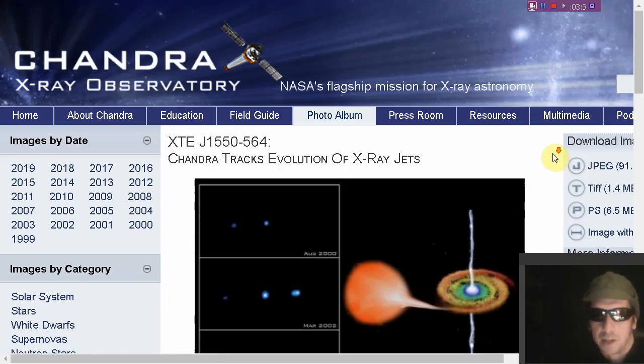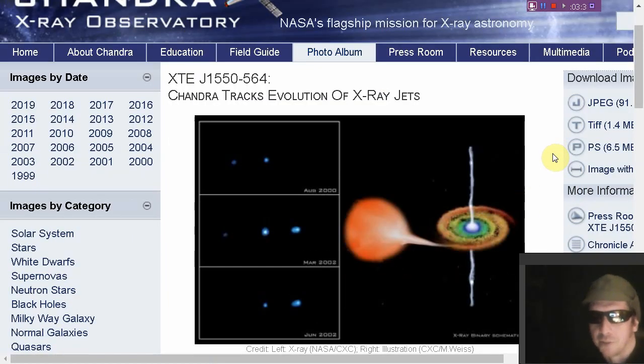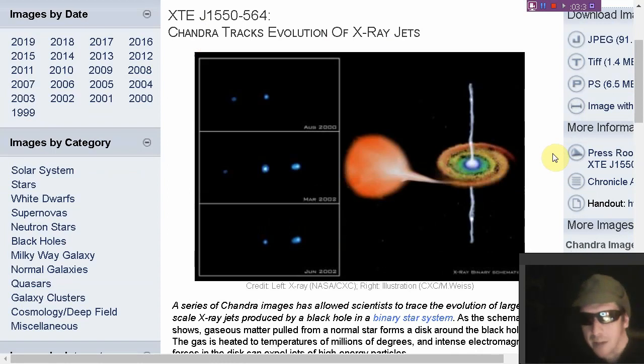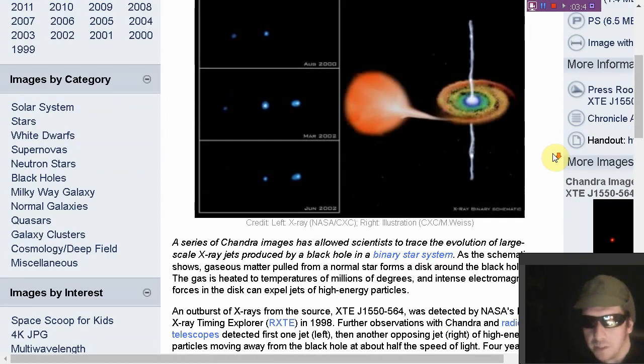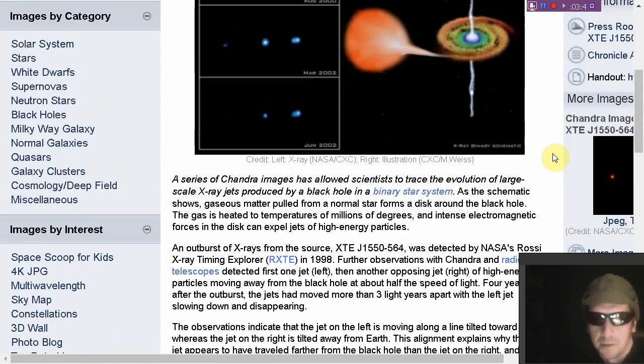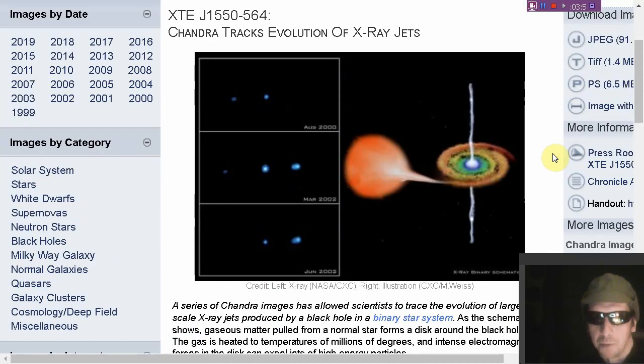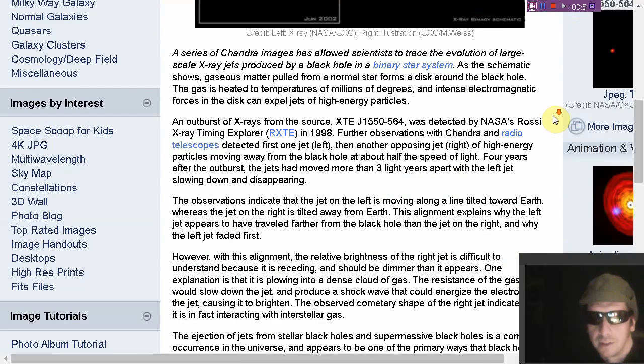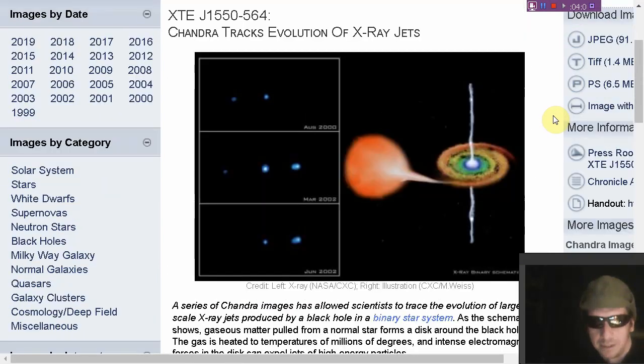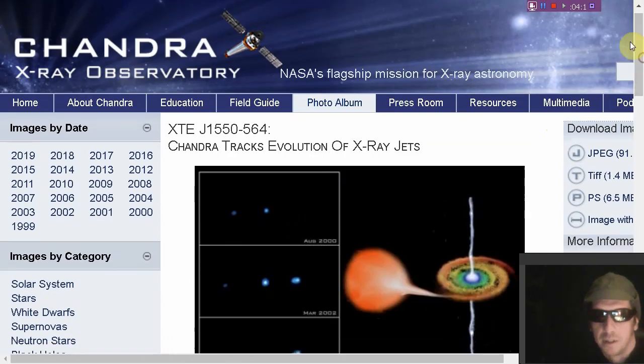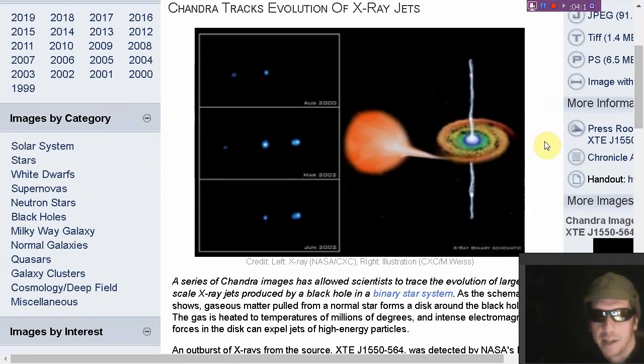Now, this particular object, J1550-564, this is considered a low-mass black hole, and there's really no modern cosmology that can explain why this thing did what it did. And basically what it did is a crazy outburst, and one of the jets appeared, one of the jets vanished. It was quite an interesting day, and actually a series of years while this object was observed. And we've got links to this article from the Chandra site below the video also, some high-end images of it.